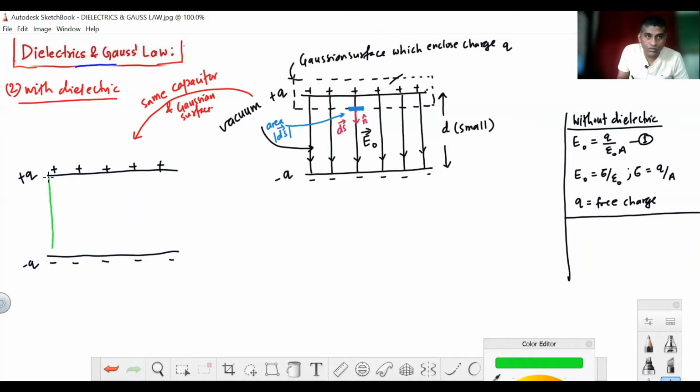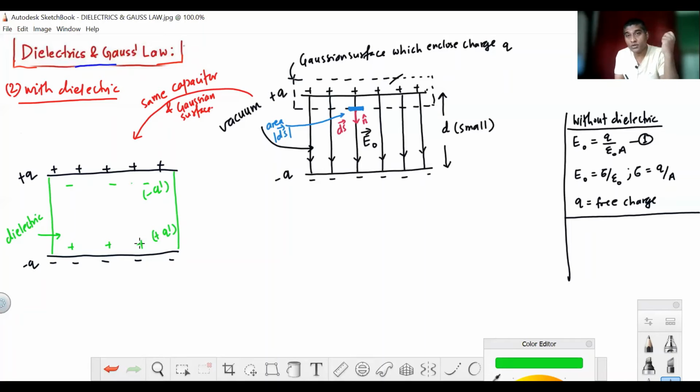And dielectrics. Now a dielectric is inserted between the plates. So this is the dielectric. Now due to redistribution of the charge, induced charge minus Q dash and plus Q dash are present on the upper surface and lower surface of the dielectric.